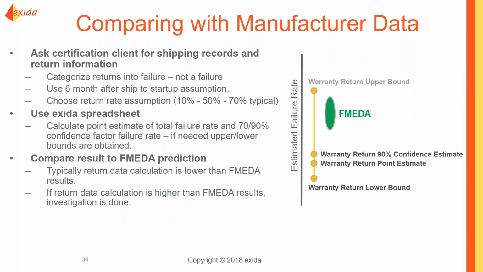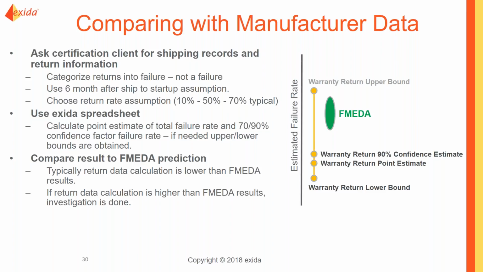All right, so now when I told you about comparing with manufacturer data, here's what we look for when we're talking to a manufacturer. The first thing you do when you're talking to the certification client is you ask for the shipping records and the return information. The one thing to note is that you need to categorize these returns into failure categories. You don't just say, hey, this is a failure. The next slide, I'll show you why we do that.